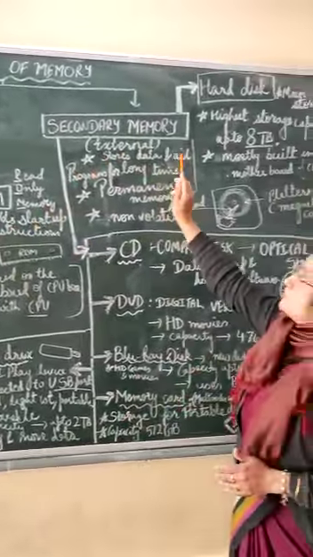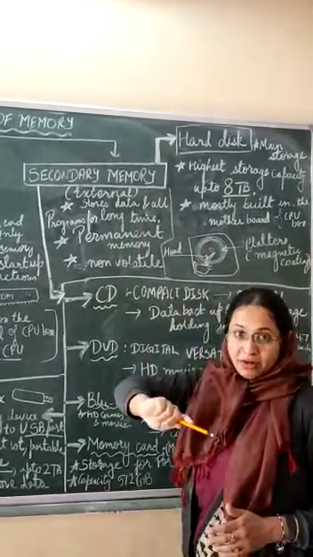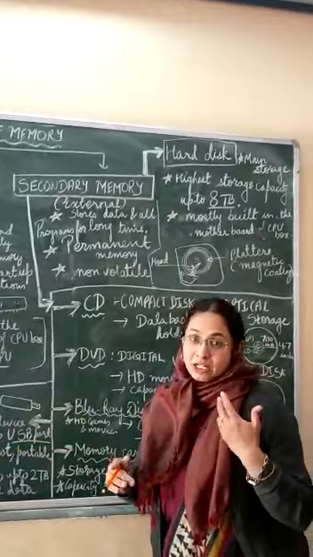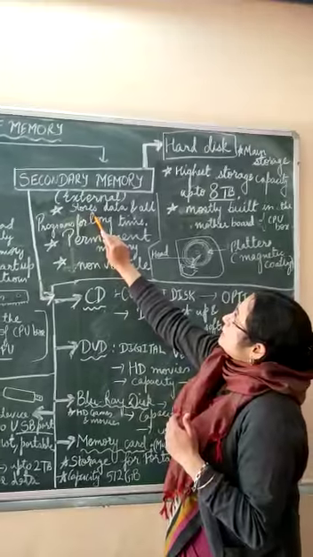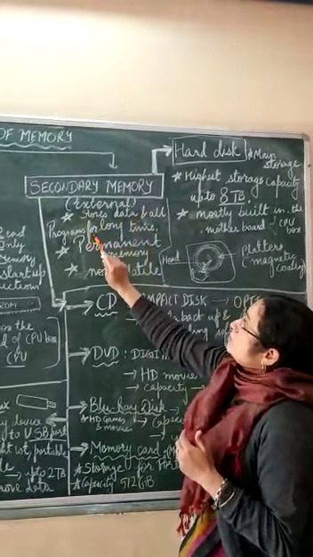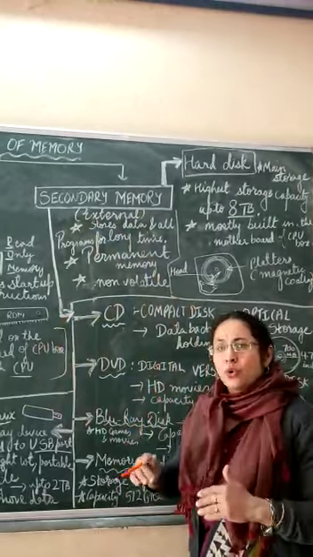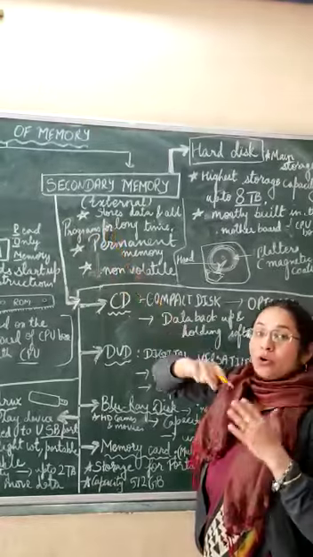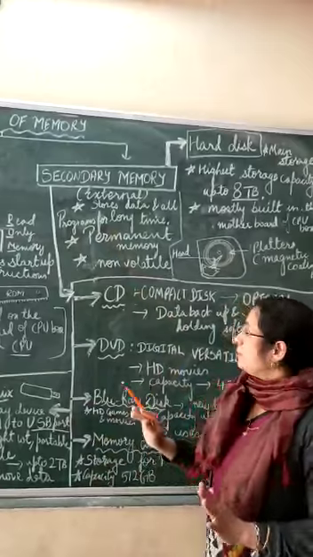Now come to the secondary memory, children. Secondary memory is also called external memory. External means we can attach this memory to our computers, that's why it is also called external memory. It can store data and all the programs for a long time. Whatever programs we are working on the computer are stored in this secondary memory, and it is stored for a long time. If we are not erasing or deleting it, it will remain in our computer.